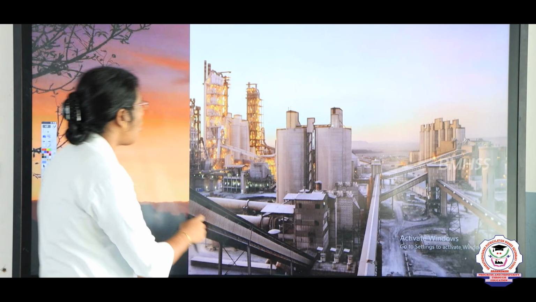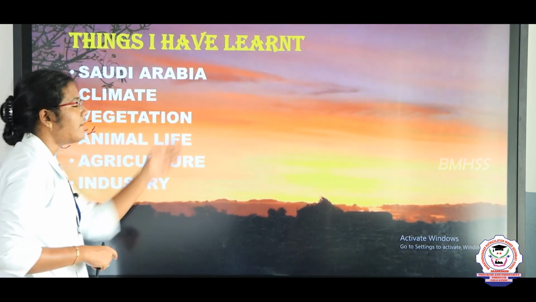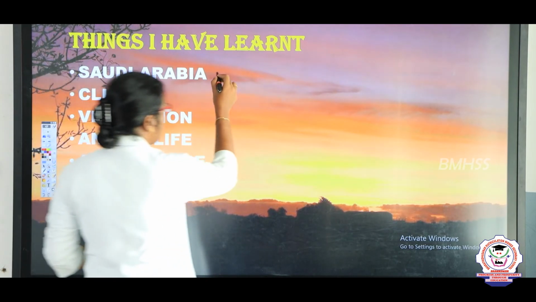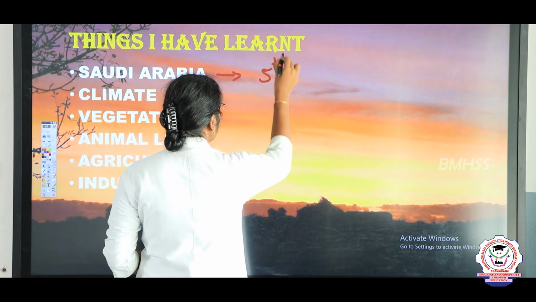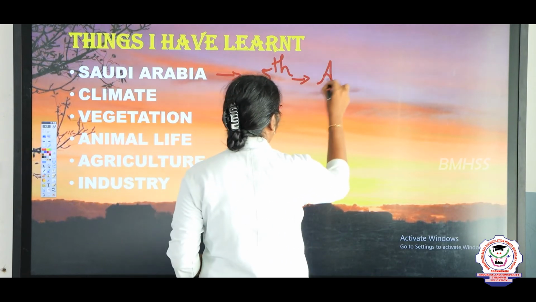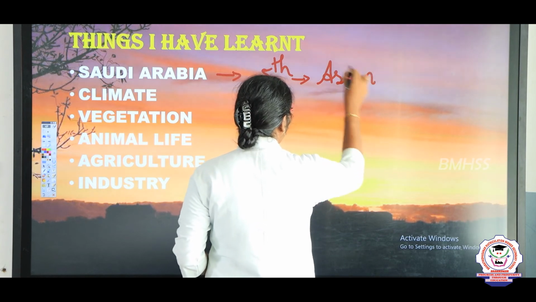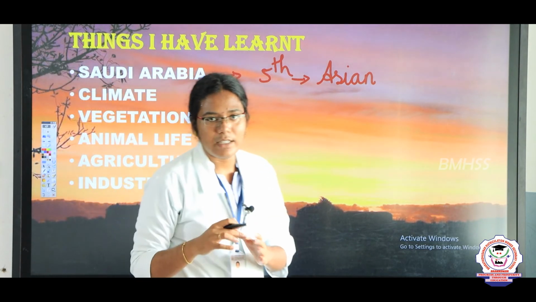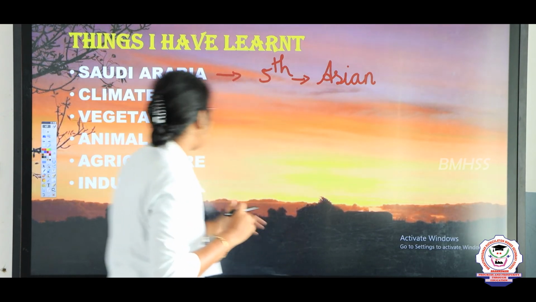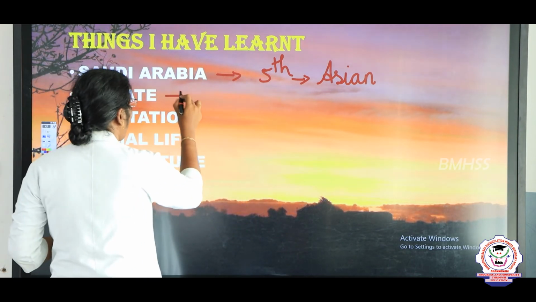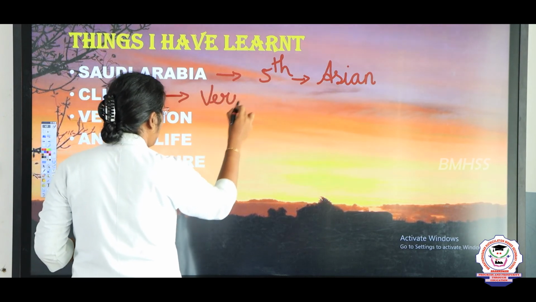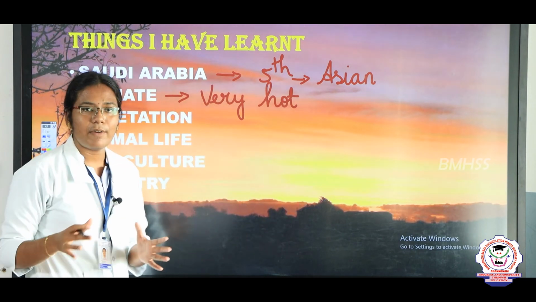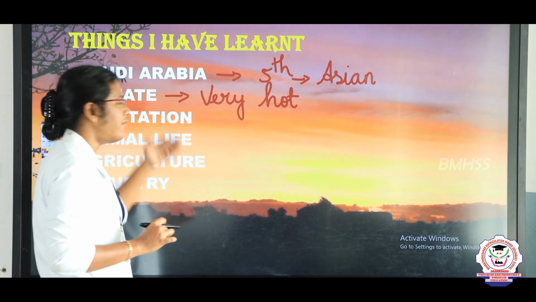We will see a small recap of what we have learned from this session. First, Saudi Arabia is the 5th largest country in our Asian continent, right? It is located in the Arabian Desert. Then climate. The climate is very hot, which means at daytime we feel an extreme amount of heat. In the night time we feel a little bit comfortable.